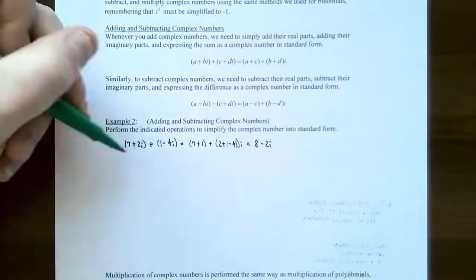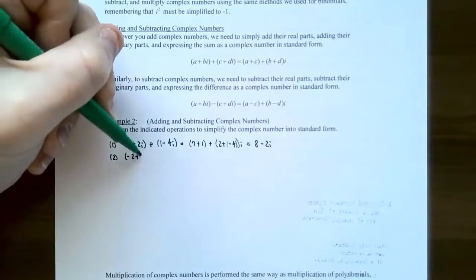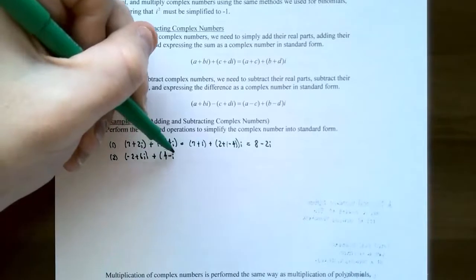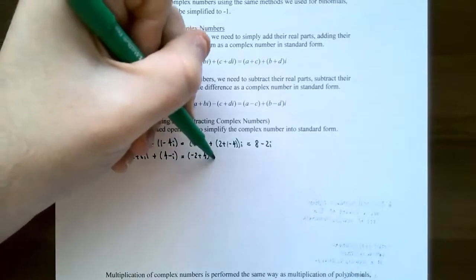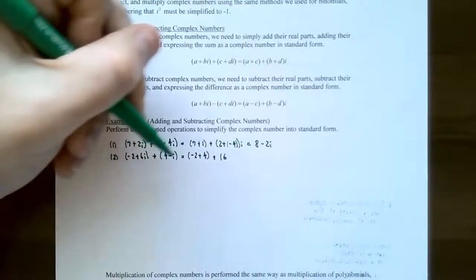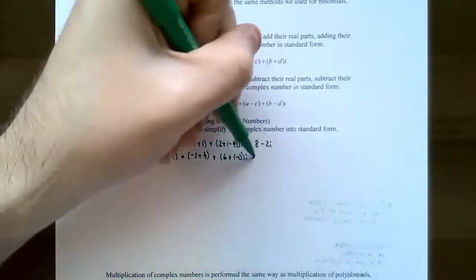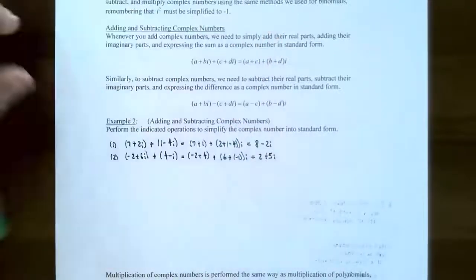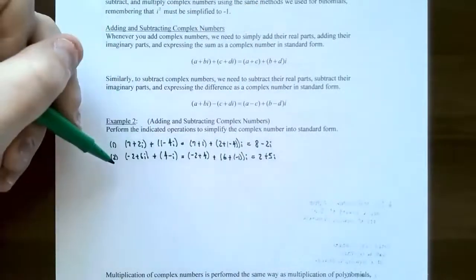Okay, number 2. Negative 2 plus 6i plus 4 subtract i. So again, add the real parts, negative 2 plus 4. Add the imaginary parts, 6, and there's a negative 1 in front of the i on the second complex number. So 6 plus negative 1, and that's the i term. So negative 2 plus 4 is 2. 6 minus 1 is 5, so 2 plus 5i. And notice that these answers are in standard form. So it's very important. Make sure your answer is in standard form.